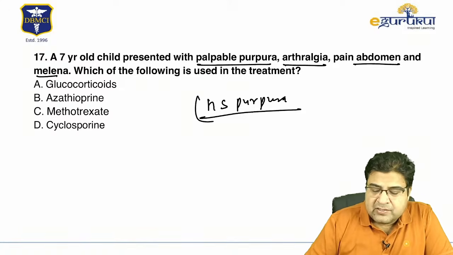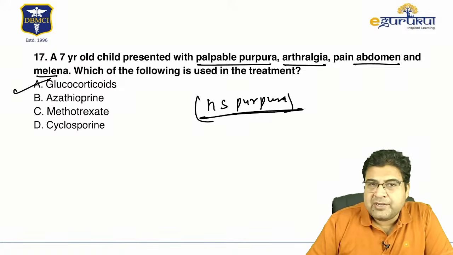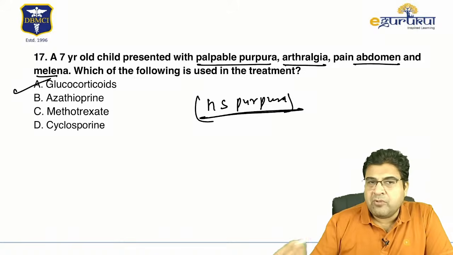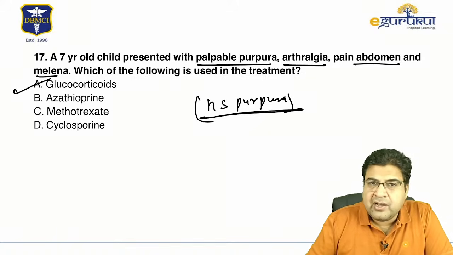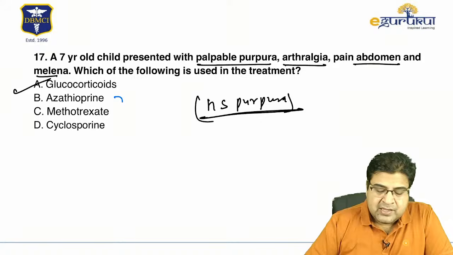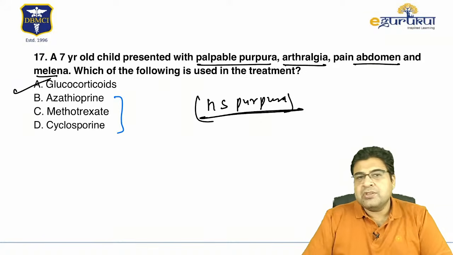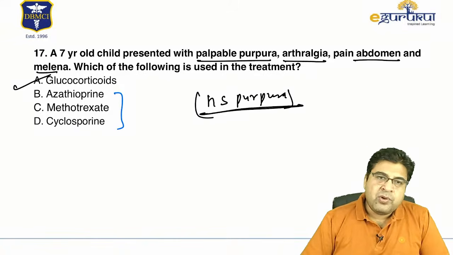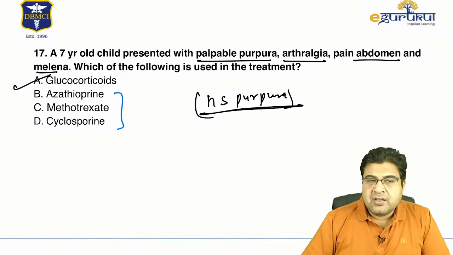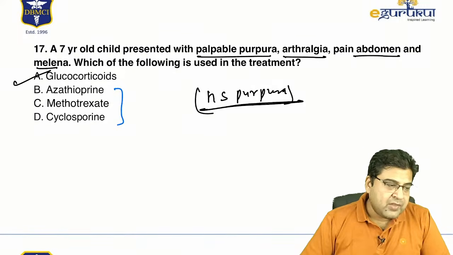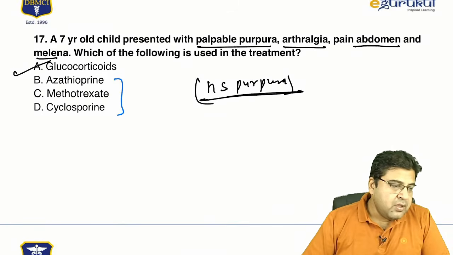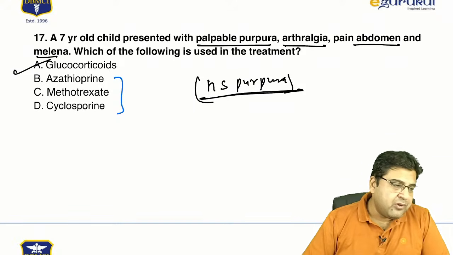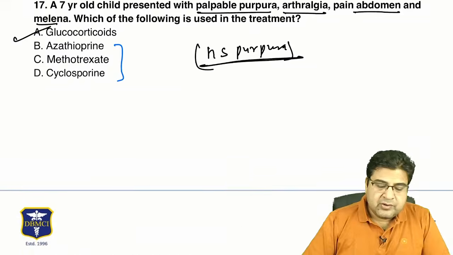So guys, in mild cases of HS purpura, we give glucocorticoids. But in moderate to severe cases, we can also try other immunosuppressant medicines like azathioprine, cyclosporine. But in mild cases, we will give only glucocorticoids, that is steroids. So question number 17, answer is A. Very good. So in HS purpura, steroids are given. Patient will have the GIT involvement.